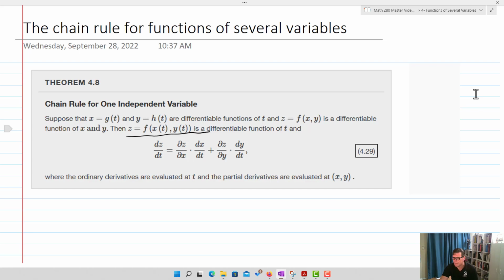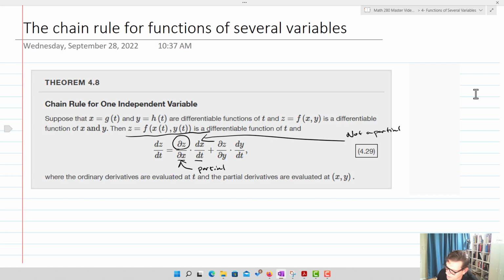And then our derivative is going to be the partial with respect to x for z times dx/dt, not a partial. Okay, so really important, not a partial. That is, in fact, the actual derivative. This one here, that's a partial. How do you know? Well, you know because you've got that curly dz. And same thing with our dz/dy, that's a partial. Okay, so both partials, and you'll notice that dy/dt is not a partial, okay?